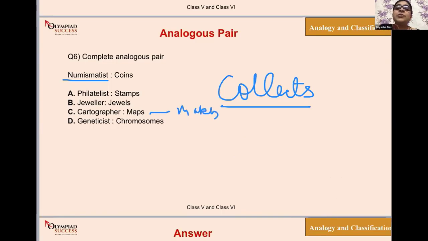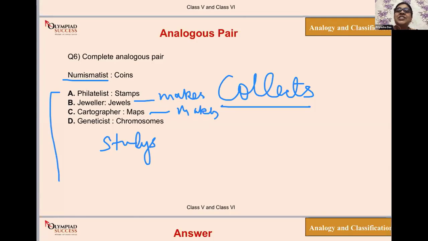Geneticist is a person who studies chromosomes. Chromosomes, you know guys, are present inside our body, DNA. So a geneticist is a person who studies chromosomes. Jeweler is a person who makes or sells jewelry, right? So what are we left with? Yeah, option A. That's a general knowledge question, which means that a philatelist is a person who collects stamps.